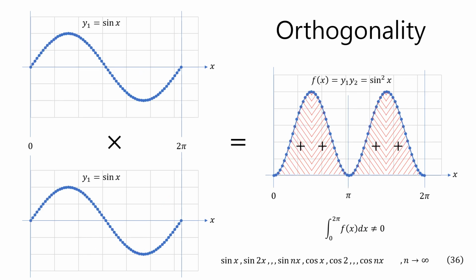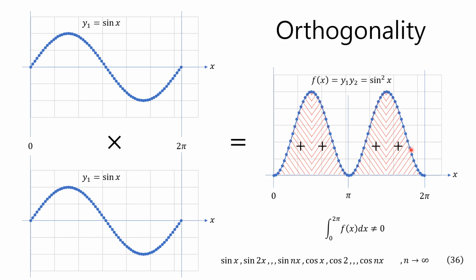This time, let's assume that we choose two identical sine functions from the trigonometric system shown in equation 36. Let's call them sine x in the upper left figure and sine x in the lower left figure, respectively. After multiplying these two functions y1 and y2, we will call the resulting function f(x). If you graph f(x), it will look like the figure on the right.